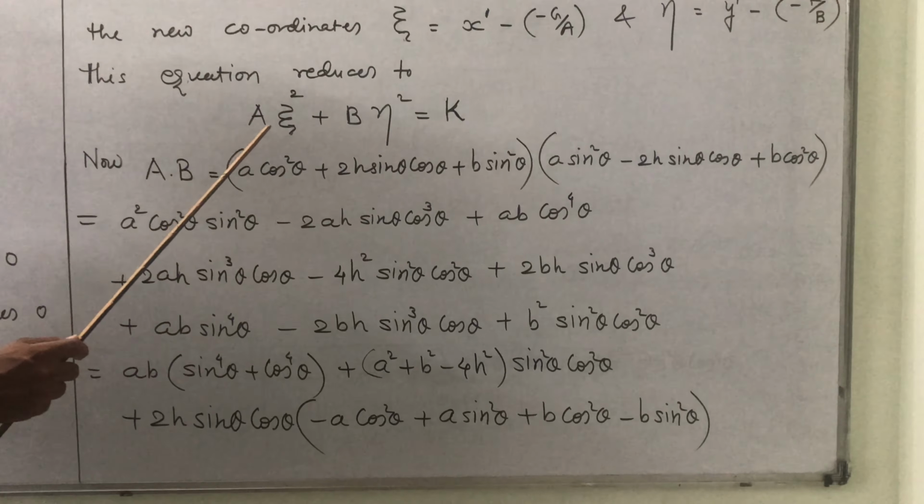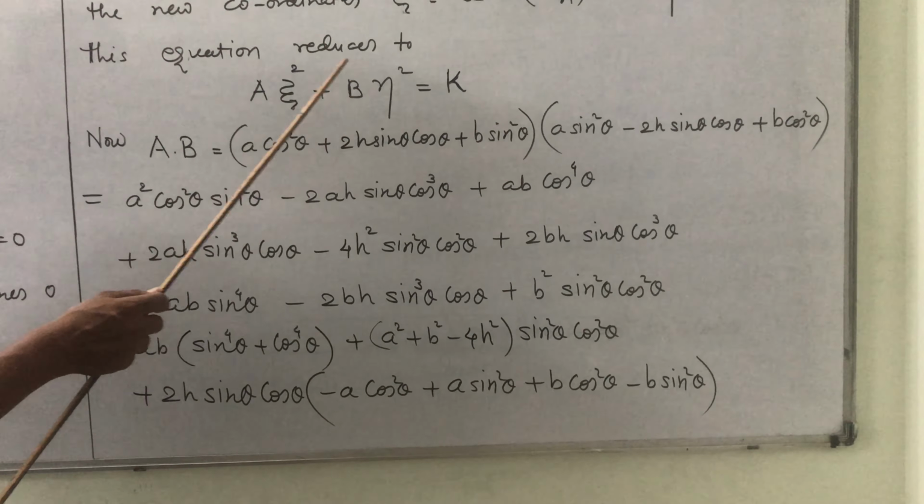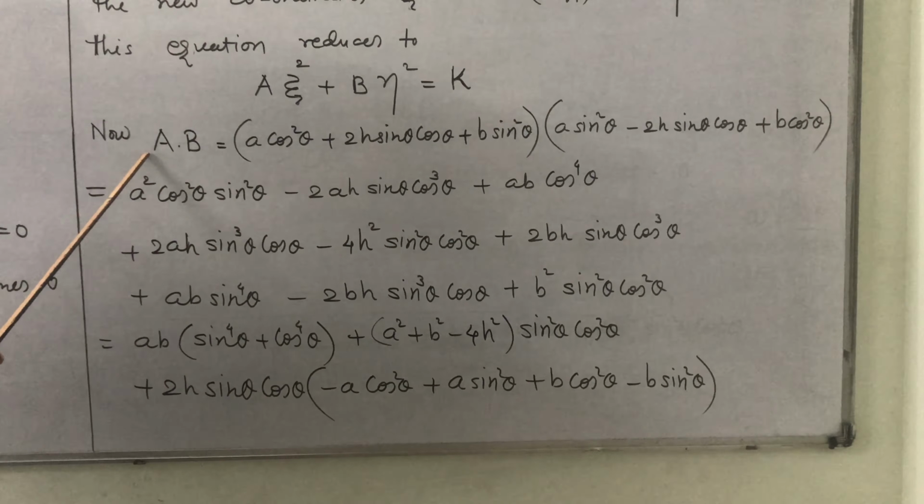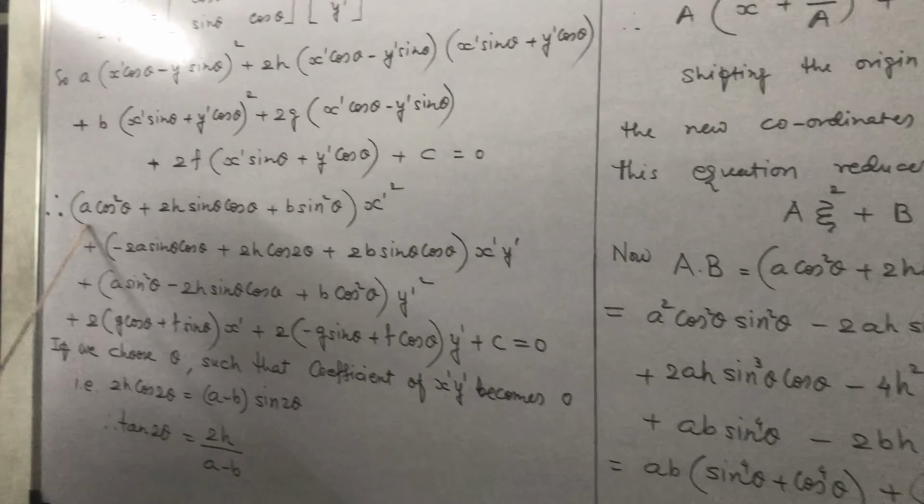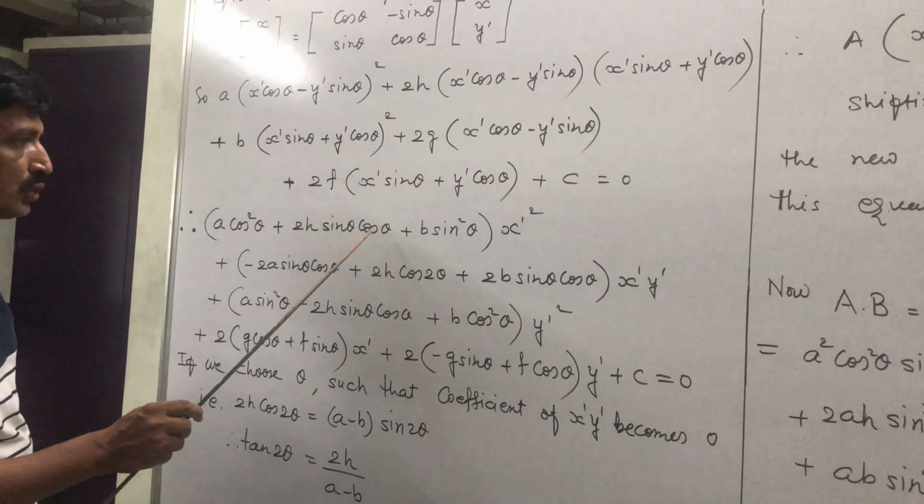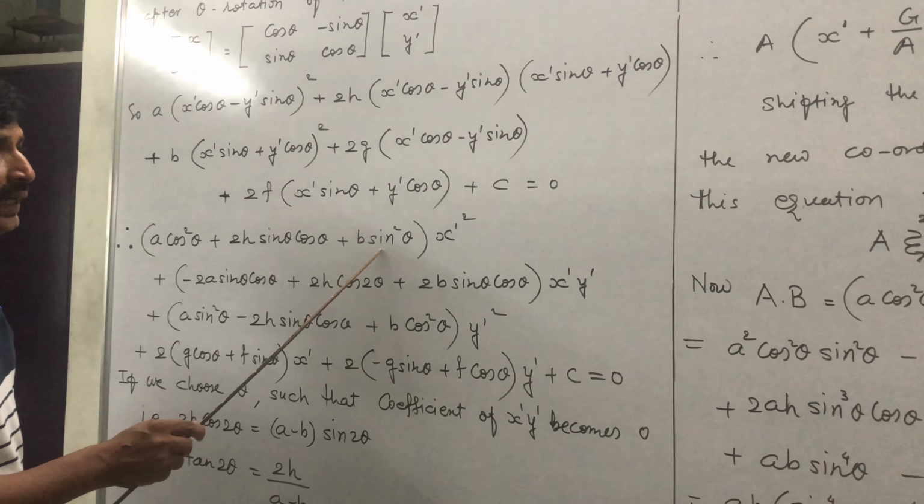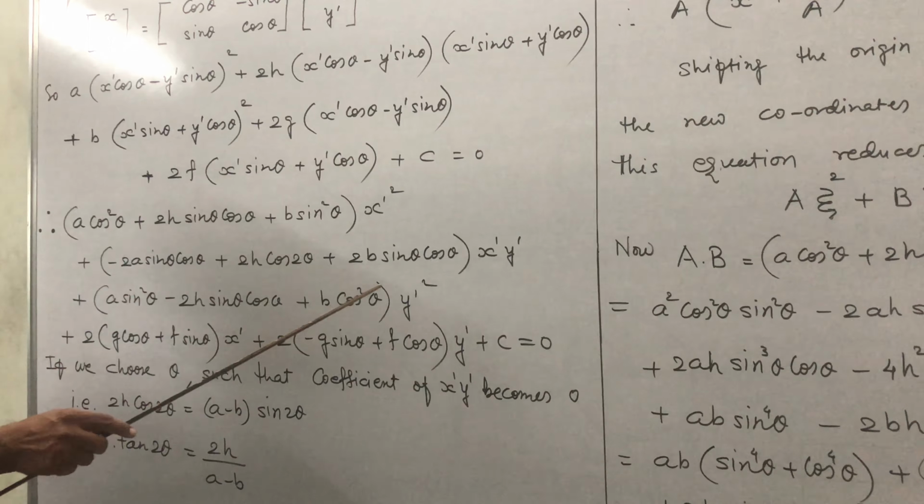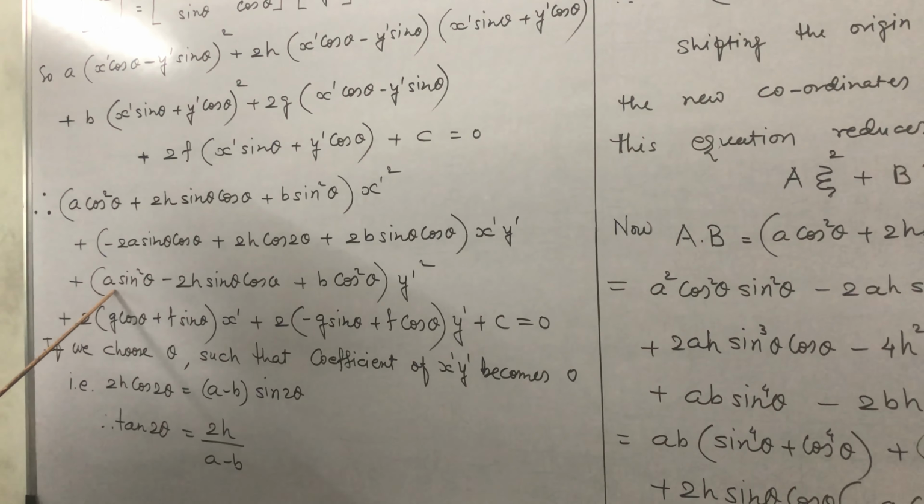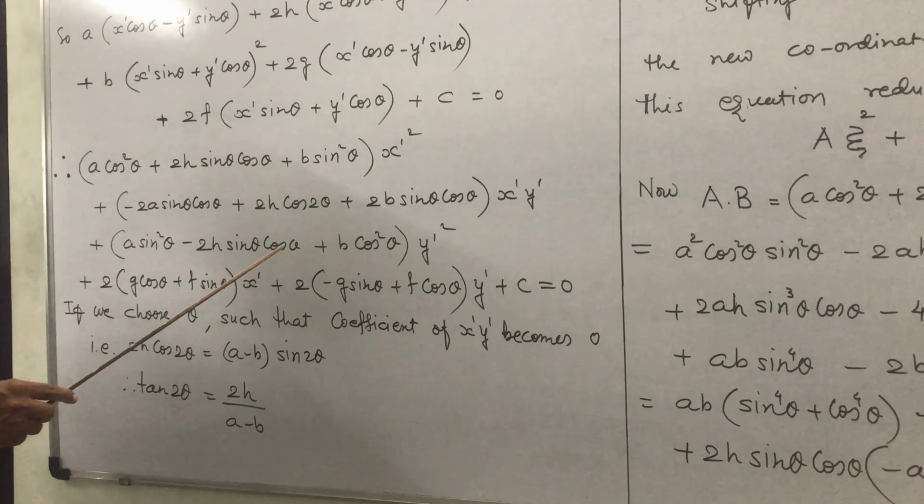Now, the product of these two terms, a into b. What is a? A is the multiplier of x dash square: a cos square theta plus 2h sin theta cos theta plus b sin square theta. This is a. And what is b? The multiplier of y dash square: a sin square theta minus 2h sin theta cos theta plus b cos square theta.